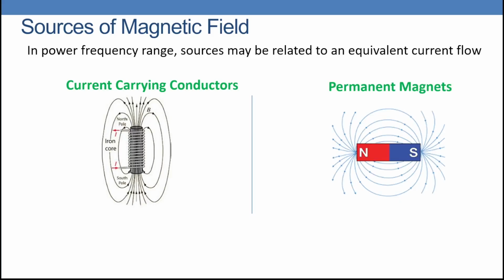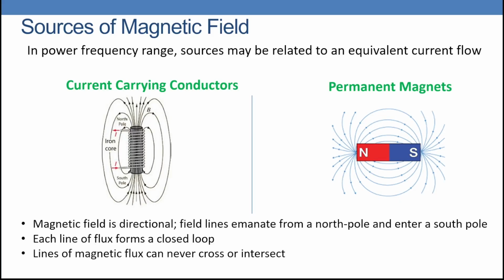Also, if we have a permanent magnet, we have a north pole and a south pole, and we have the flux lines. So the magnetic field is directional. Field lines emanate from a north pole and enter a south pole. So that one is going to generate a north pole and south pole as well. Each line of flux forms a closed loop, and lines of magnetic flux can never cross or intersect.